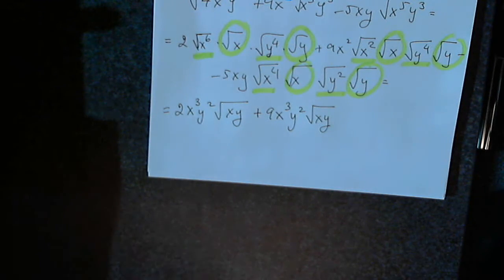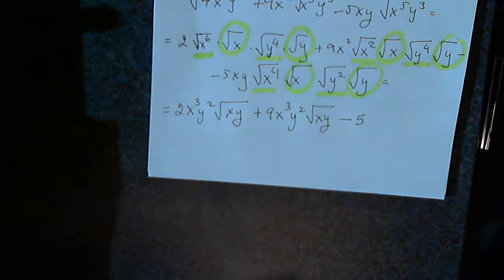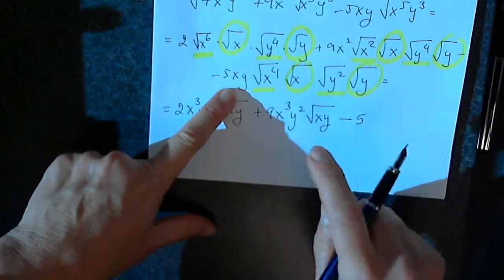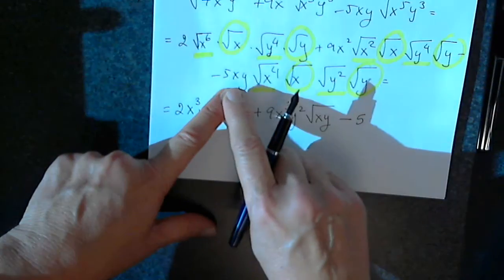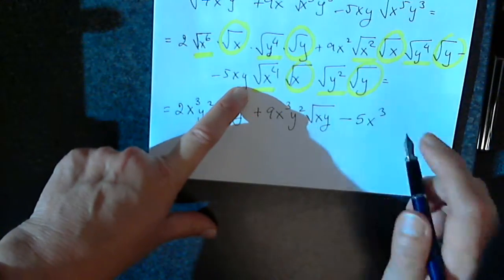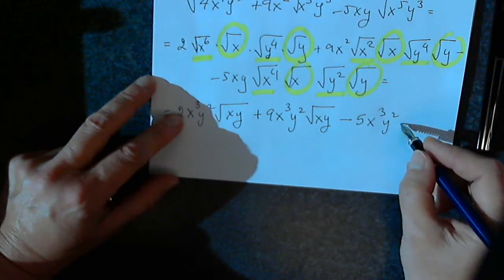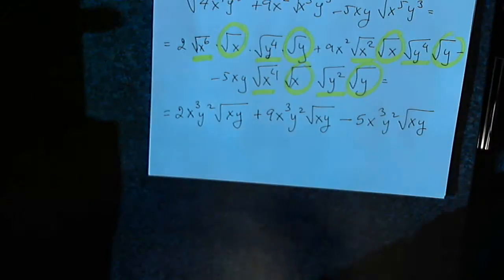Can anyone simplify the third term for us? Which is minus 5 what? There is an x squared from here with an x. Very good. And these two will stay as they are, a square root of xy.